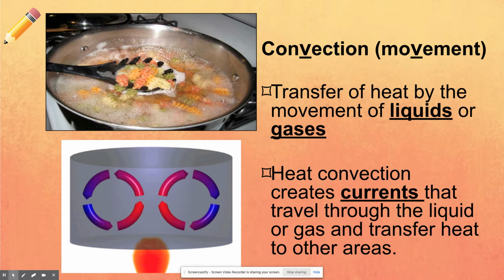So heat convection creates these convection currents. So if you look at the diagram, right, that travel through the liquid or gas and transfer heat to other areas. So where the flame source is, right, the heat source at the bottom heats up the particles. They move faster, farther apart, become less dense and go up. And then at the top, then they cool, they move closer together, and they are more dense, and so they sink. And so this is how we heat our homes. This is how we heat the atmosphere. And this is also what happens inside the earth with plate tectonics.